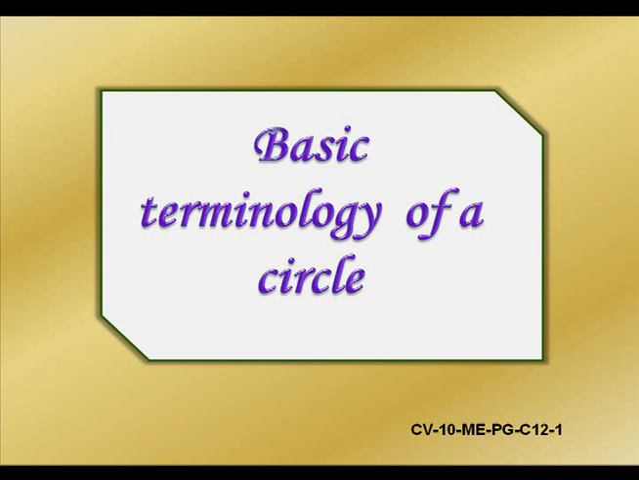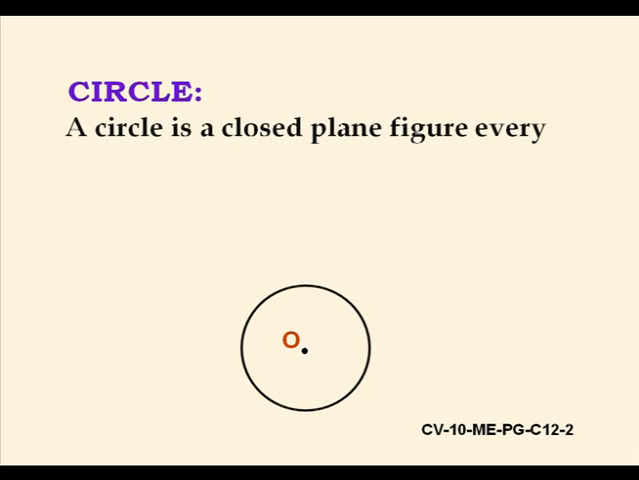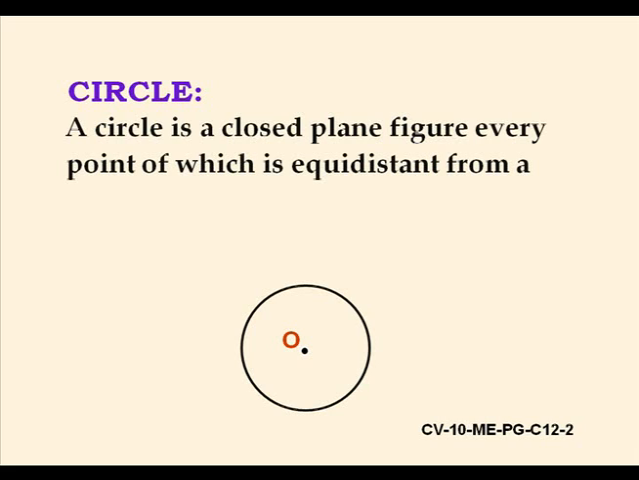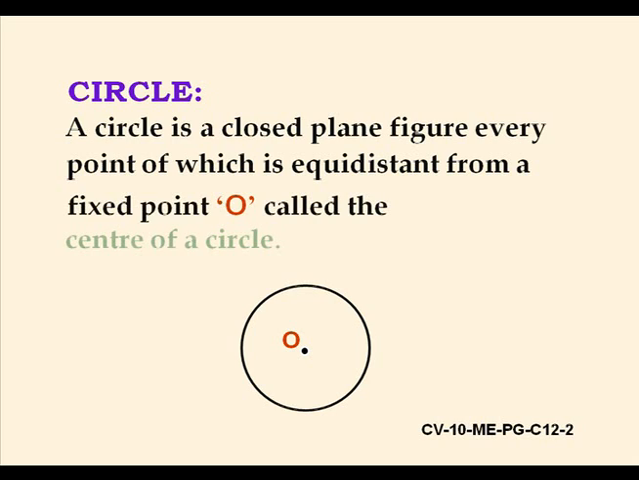Basic terminology of a circle. Dear students, let us recall the definition of a circle. A circle is a closed plane figure every point of which is equidistant from a fixed point O called the center of a circle.